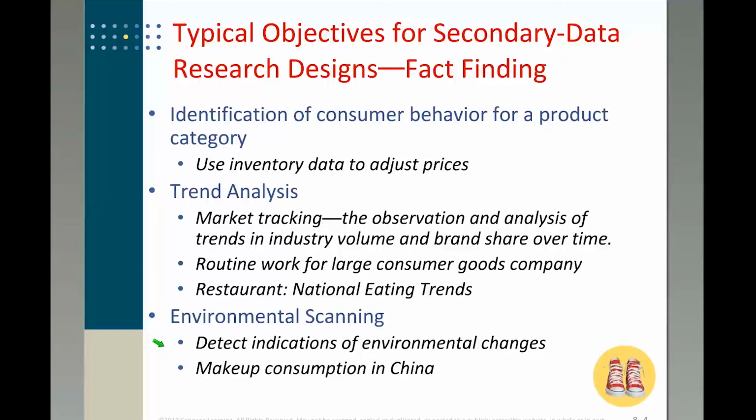Typically, the objectives for using secondary data can be slightly different from research using primary data. Typically, we use secondary data to do fact finding, that is, to describe something. For example, we could identify consumer behavior for a product category.